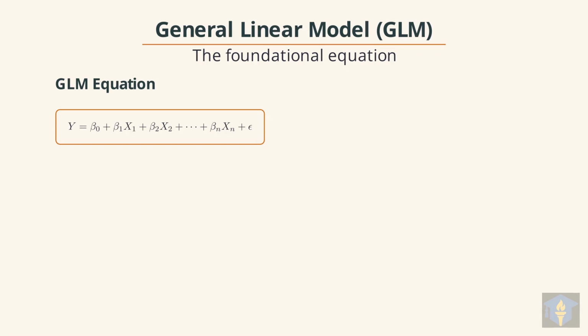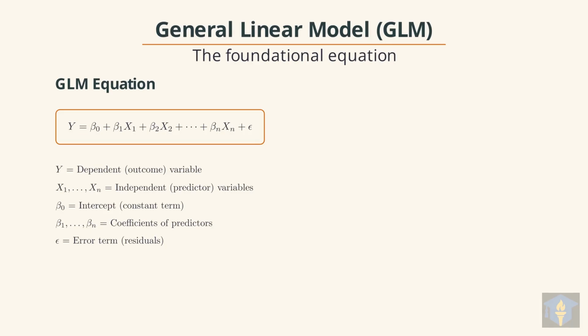plus ε. In this equation, y represents your dependent or outcome variable, the one you are trying to predict. x1 through xn are your independent or predictor variables, influencing the outcome. Beta naught is the intercept, which is the expected value of y when all x variables are 0. Beta 1 through beta n are the coefficients of your predictors, showing their individual impact on y. Finally, epsilon represents the error term, accounting for the unexplained variance or residuals in the model.